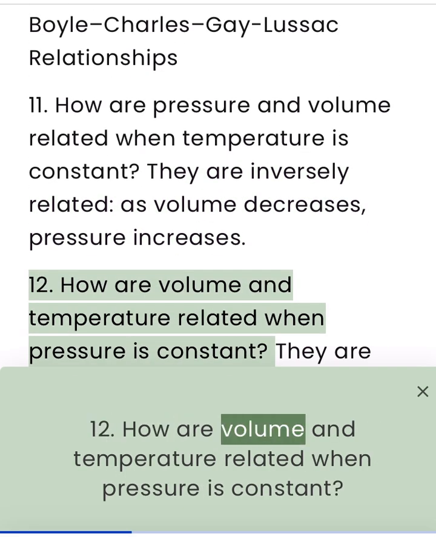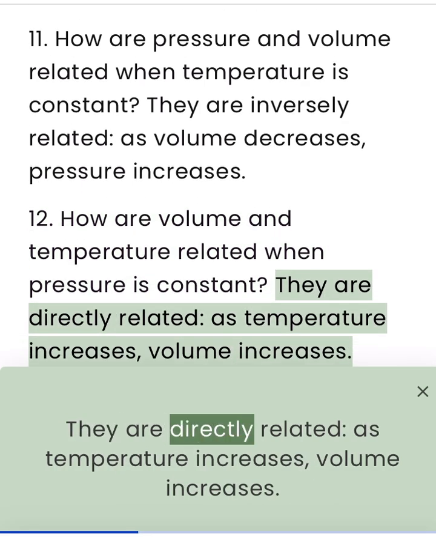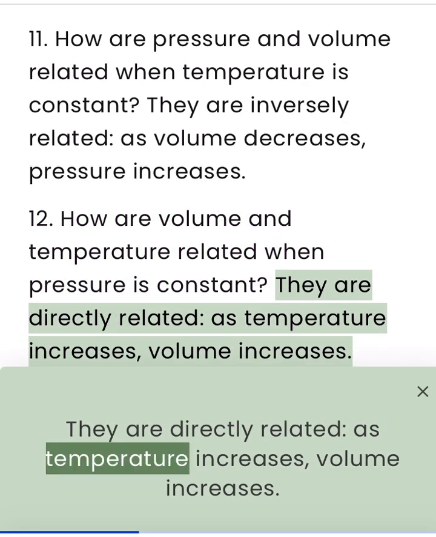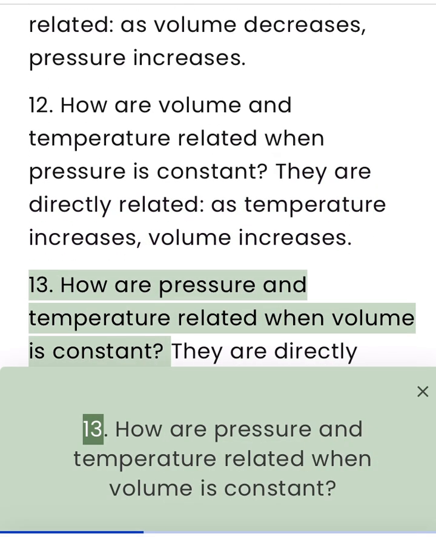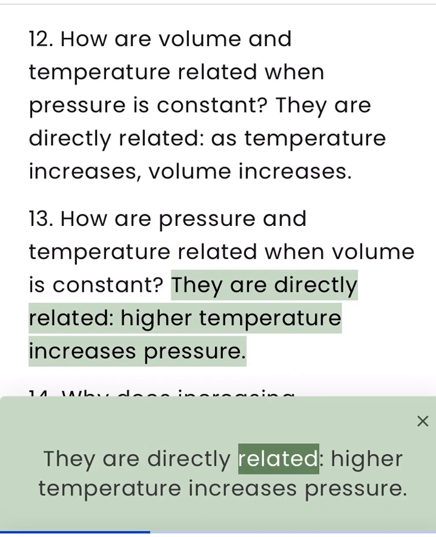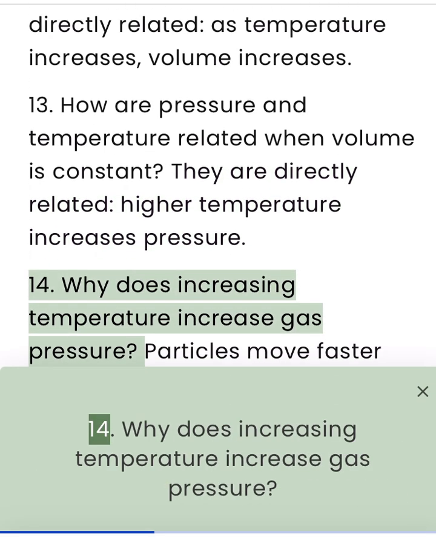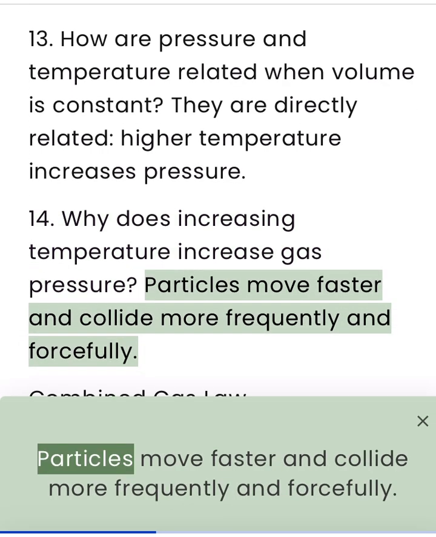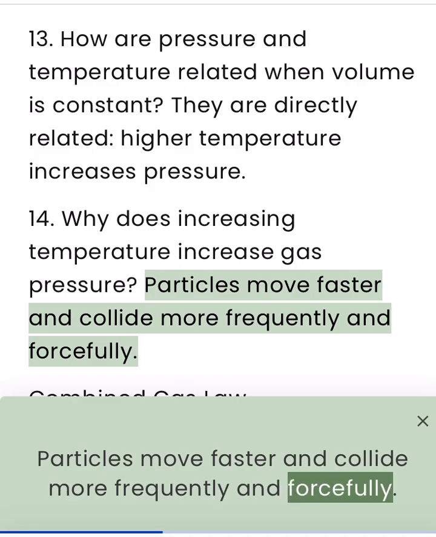12. How are volume and temperature related when pressure is constant? They are directly related. As temperature increases, volume increases. 13. How are pressure and temperature related when volume is constant? They are directly related. Higher temperature increases pressure. 14. Why does increasing temperature increase gas pressure? Particles move faster and collide more frequently and forcefully.